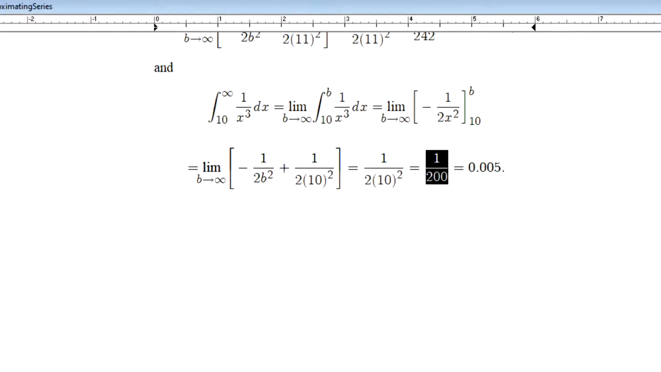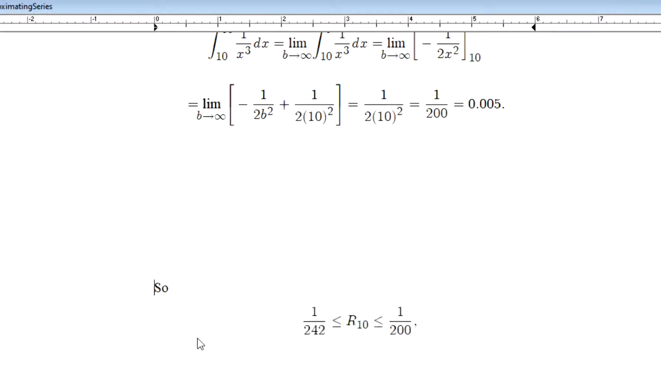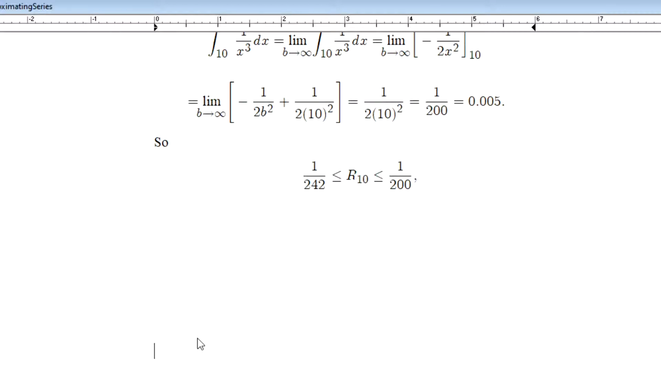So if we put that together with S sub n, we will be able to develop an approximation for the value of S sub 10. All right? So to begin with, R sub 10 is stuck between these two values, 1/242nd and 1/200th. And since R sub 10 is equal to S minus S sub 10, we can actually say S minus S sub 10 is stuck between these two values, right?